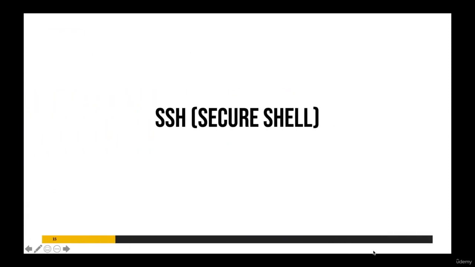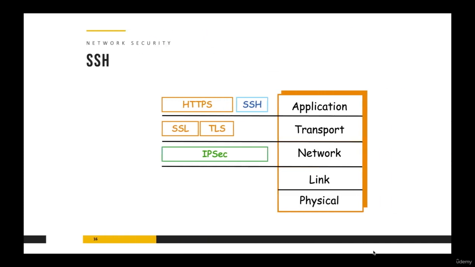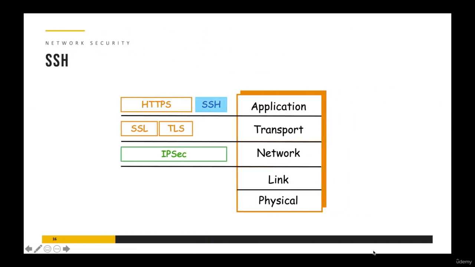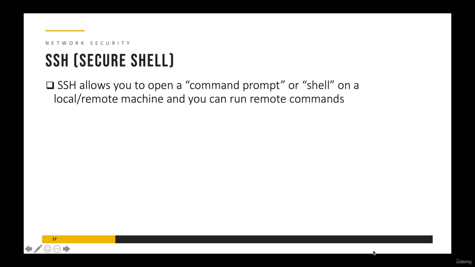Now let's have a look at secure shell. The concept of secure shell is to enable remote command execution on remote systems. Now SSH resides at the application layer of the protocol stack, and the basic idea is to allow a command prompt or shell, usually for a remote machine. So let's say you're sitting on your system, but you want to run some commands on a server in your corporate network. For doing that, SSH provides a perfect solution.